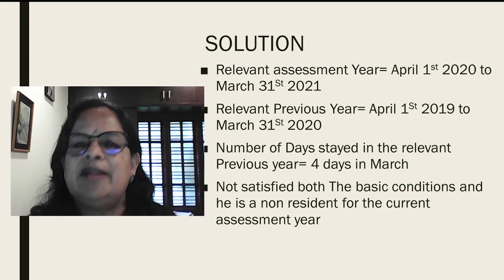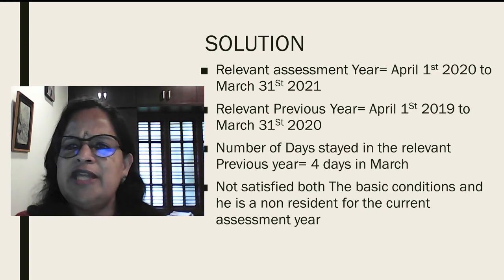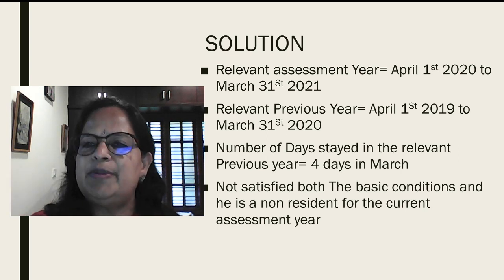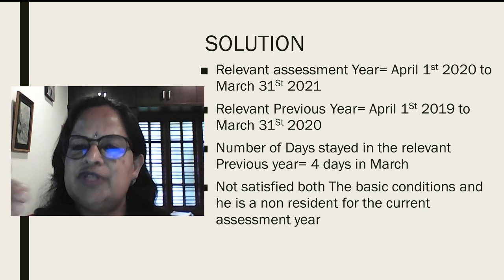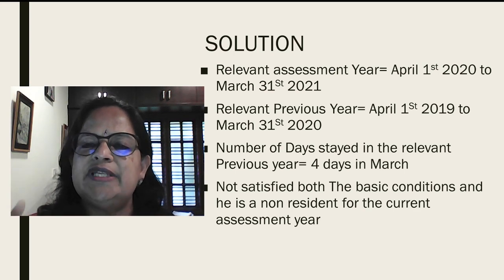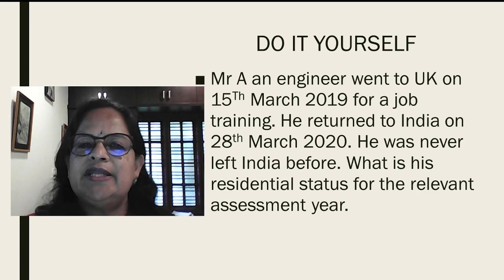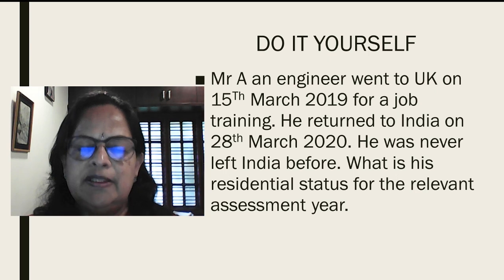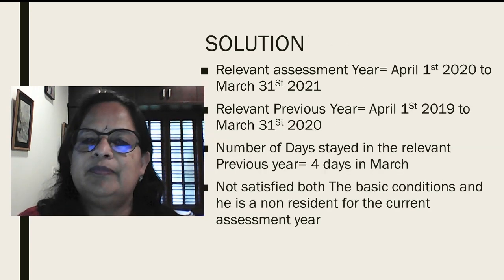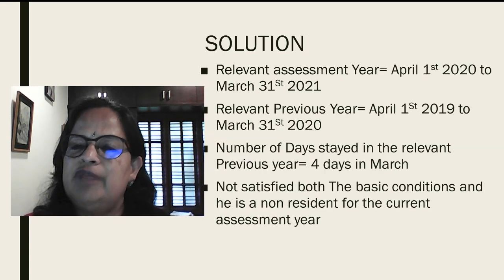The relevant assessment year, you write as usual, April 1st, 2020 to March 31st, 2021. The relevant previous year you write April 1st, 2019 to March 31st, 2020. Now, the number of days stayed in the relevant previous year is only 4 days. You can see that he came to India on 28th March: 28, 29, 30, 31. Use your fingers to count this. When it is a break in between the month, never count it directly. So here he stayed in India only for 4 days.